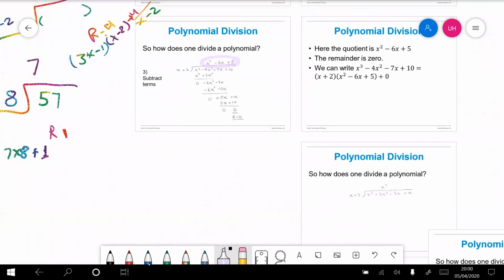Okay, here, this is the quotient, the remainder is 0. And how can we write it? You can write x cubed minus 4x squared minus 7x plus 10 as the multiplication of the quotient by the number we divide by. So this is the quotient, and this is the number we divided by, which is the x plus 2. Plus 0, this is the remainder. Okay, I hope this was clear.